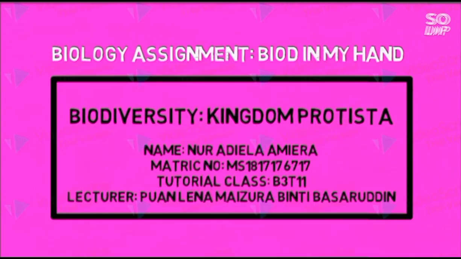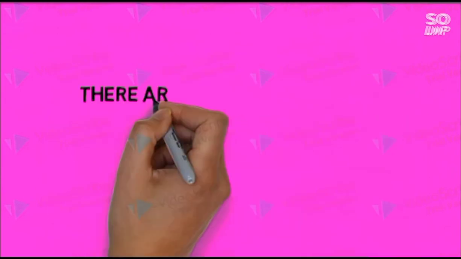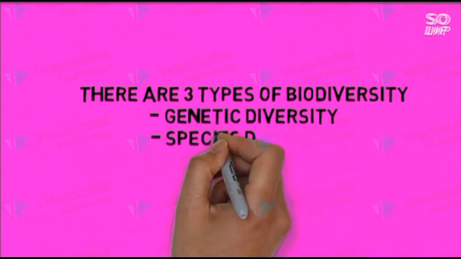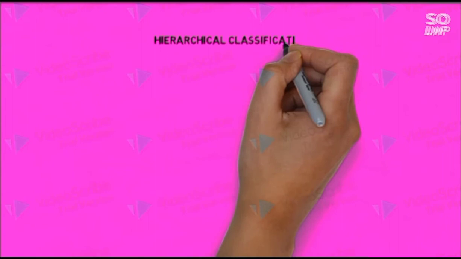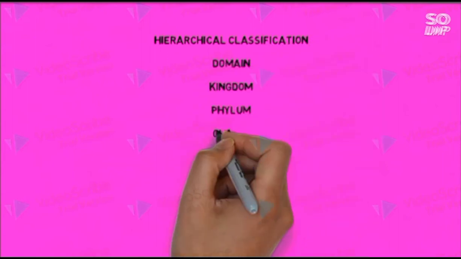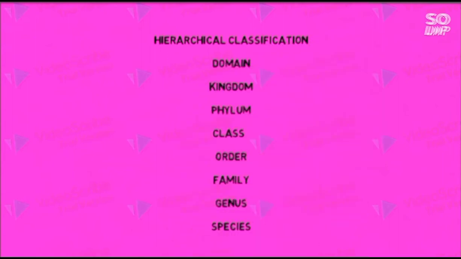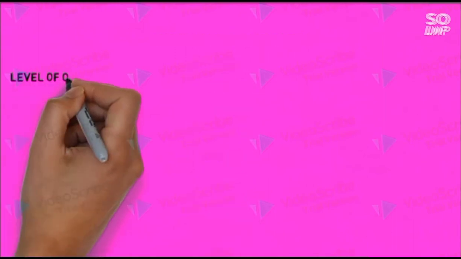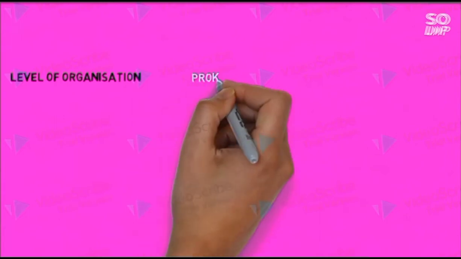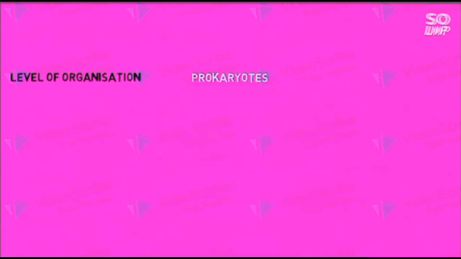Chapter 1 Biodiversity under the subtopic of Kingdom Protista. We have three types of biodiversity, which are genetic diversity, species diversity, and ecosystem diversity. The hierarchical classification of biodiversity starts from domain, followed by kingdom, phylum, class, order, family, genus, and species. You can remember it more easily by using the acronym: Dear King Phillips, call our family genus species.